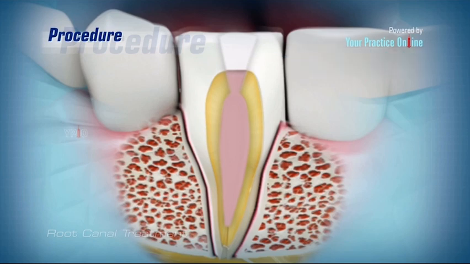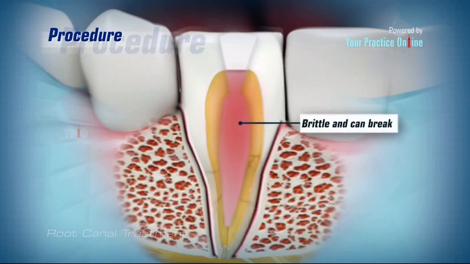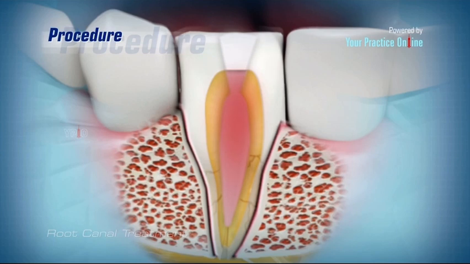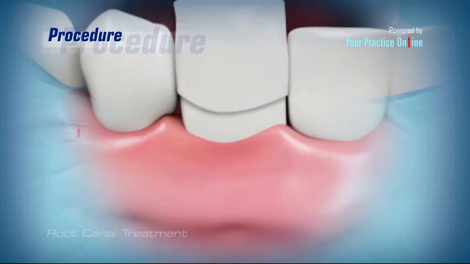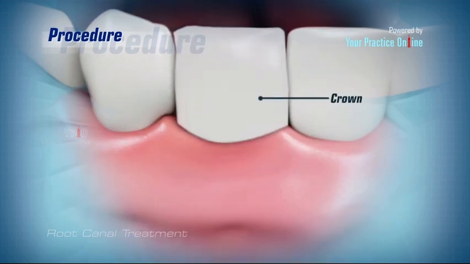Root canal treated teeth tend to become brittle and can break because the blood supply to the tooth is removed during the procedure. Therefore, after a root canal treatment, the tooth should be protected with a crown. The purpose of the crown is to prevent the tooth from breaking in the future.